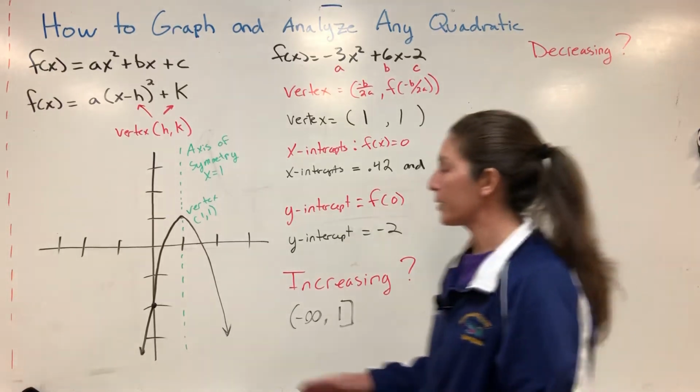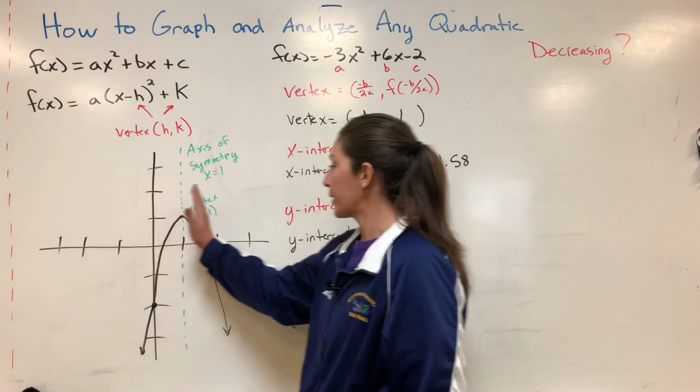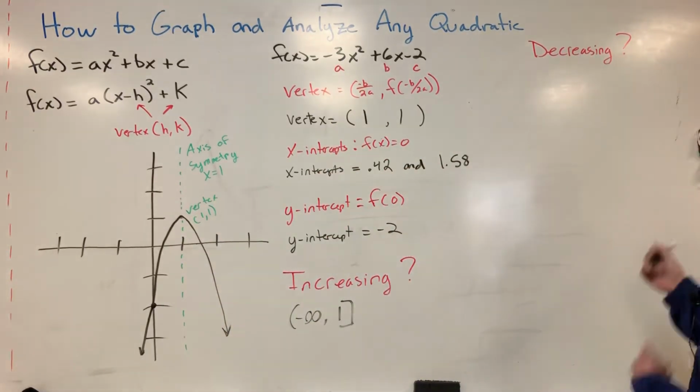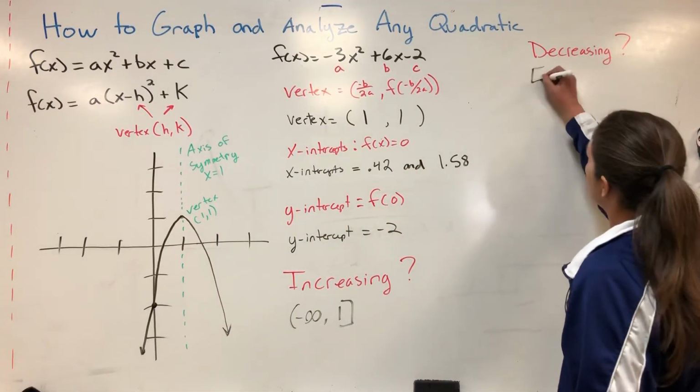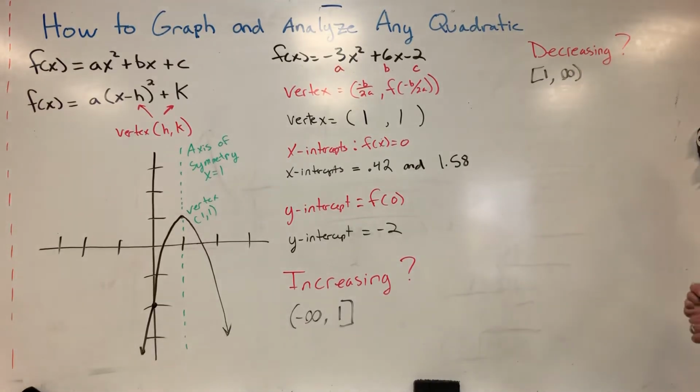Now, where are we decreasing? We're decreasing now from 1 to positive infinity, right? From here all the way out. We're going to be decreasing forever. So we're decreasing from 1 to positive infinity, and positive infinity gets a curved parenthesis.